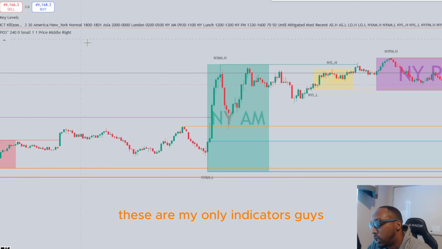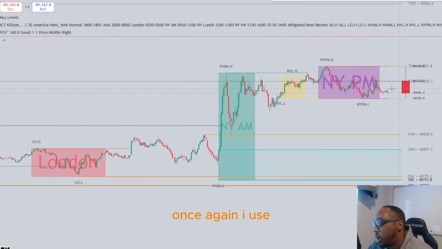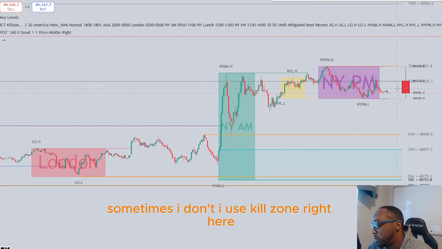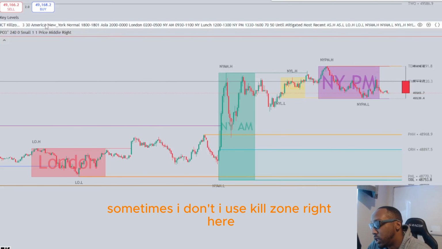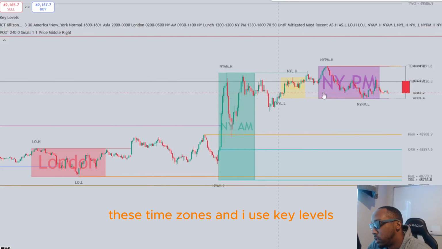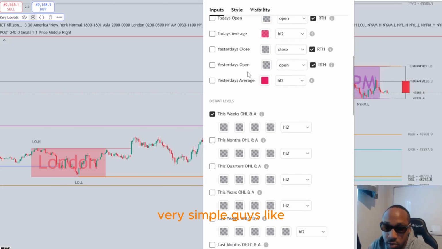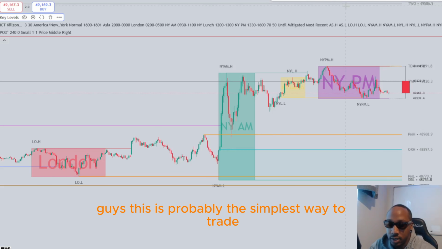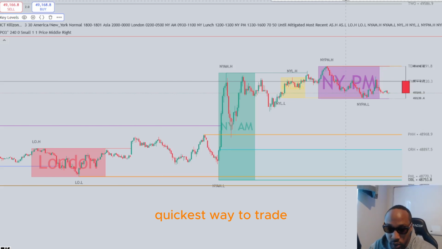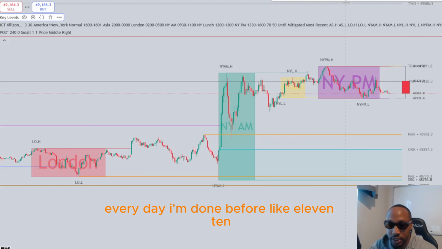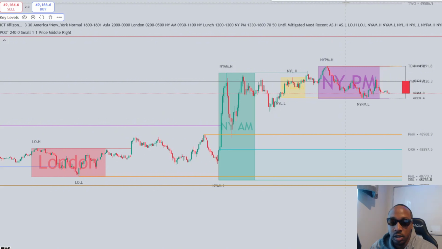These are my only indicators, guys. Once again, sometimes I use PO3, sometimes I don't. I use kill zone right here, these time zones, and I use key levels. And once again, my key levels, these are my configurations. Very simple, guys. This is probably the simplest way to trade, quickest way to trade. Every day I'm done before 11, 10.